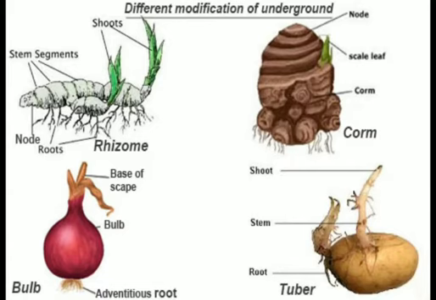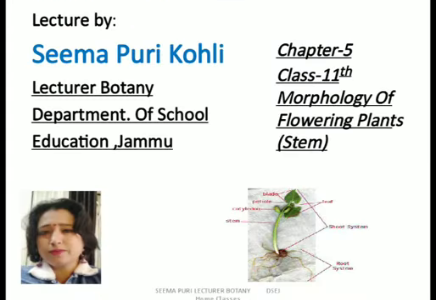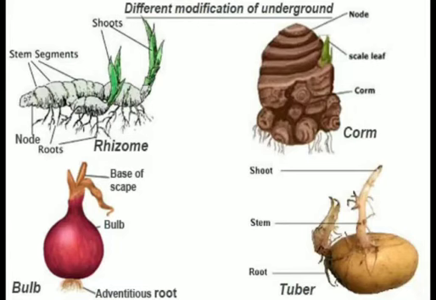Similarly, we have the corm. The example is colocasia, where we have these light and dark brown lines representing the nodes and internodes, and these modifications of the stem are for the purpose of storage of food, and these are underground, and the leaves are present above the ground. Similarly, we have another modification which is called the bulb, and the example is the onion, Allium cepa, where the adventitious roots are present underground, and then the leaves are present above the ground, and a deliquescent stem is present in between the leaves and the roots.